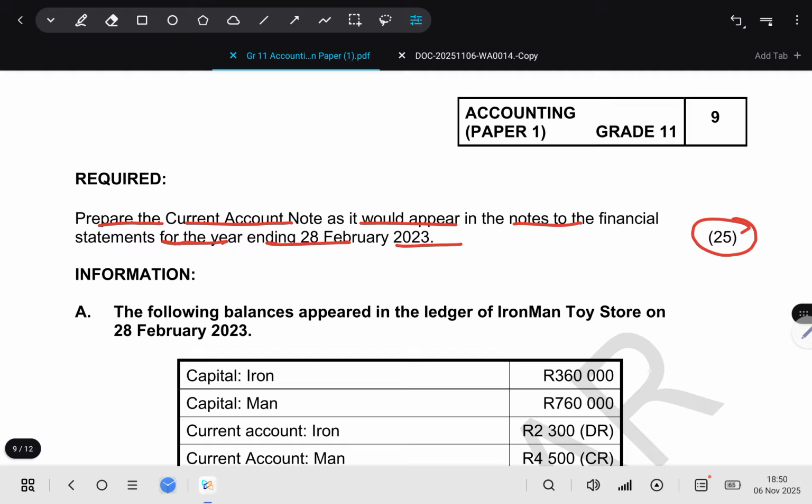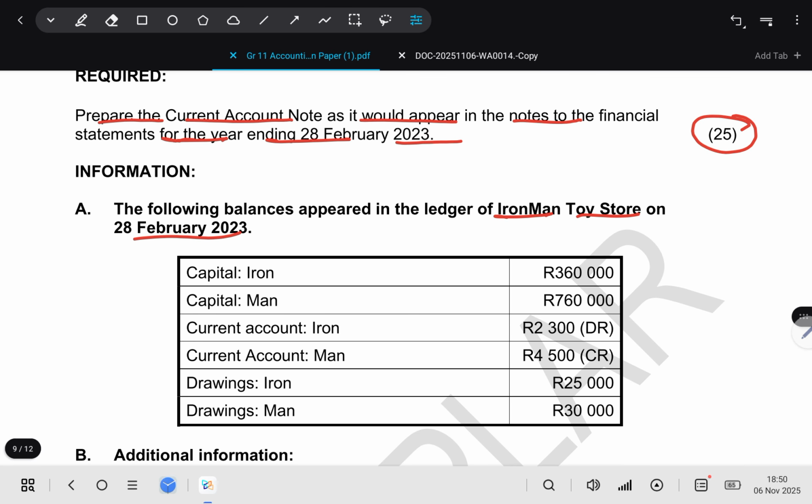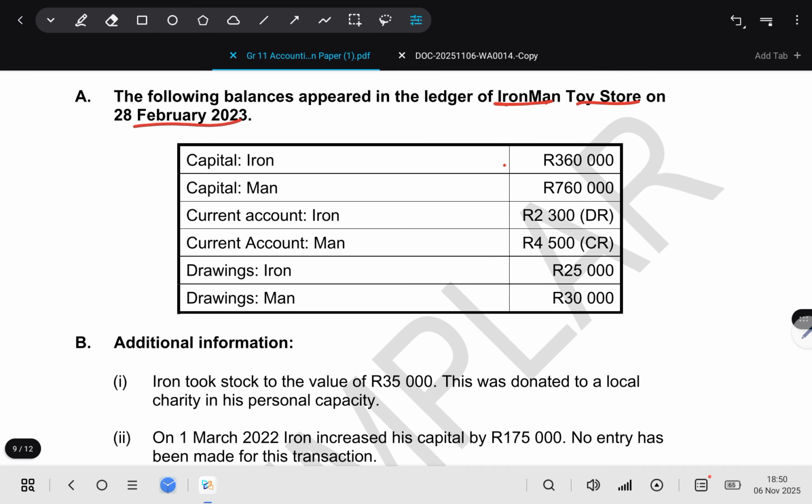The following balances appeared in the ledger of Iron Man Toy Store on 28 February 2023. So our year will start on the 1st of March then. Now this is the information that they're giving us: our capital, our current account, and then also the drawings. Now let's start with drawing.